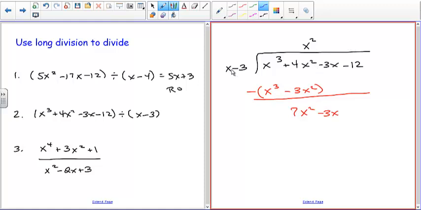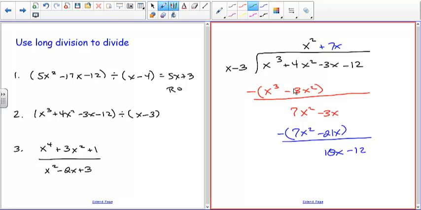Okay, what do we need to multiply x by to get 7x squared? The answer is 7x. Multiply this now by those two things. So we have 7x times x, which is 7x squared. We have 7x times negative 3, which is negative 21x. But we're subtracting that so that we can eliminate this term. So that goes to 0. Here we have negative 3 plus 21. So that's going to be 18x. Let's bring down the next thing, minus 12.